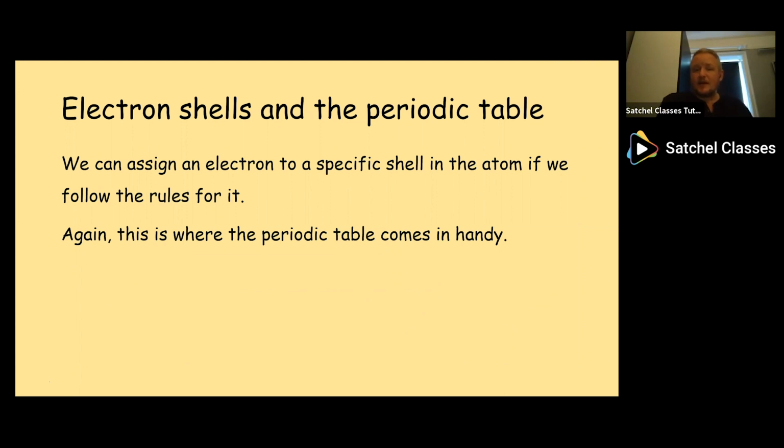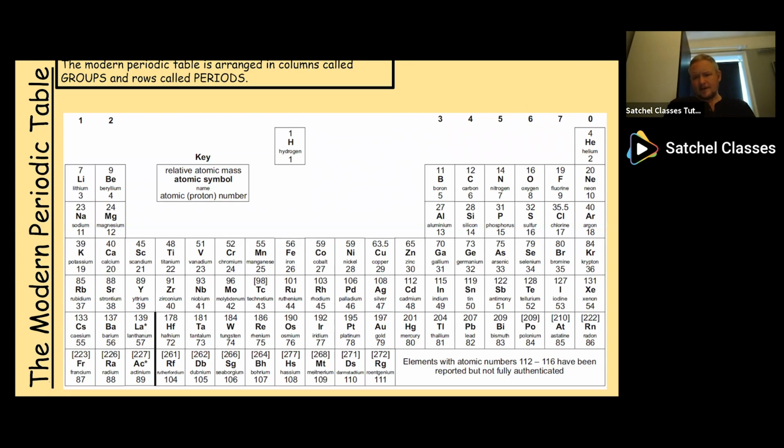Again, we can assign an electron to specific shells in the atom if we know or follow the rules for it. And again, we need the periodic table to do this. So let's take a good look. Now, even though this looks like the slide before, I've actually changed the bit at the top and I invite you to read it with me. The modern periodic table is arranged in columns called groups and rows called periods. You can see at the top there are numbers 1, 2, 3, 4, 5, 6, 7 and 0. Those numbers are the group numbers for the column underneath it.